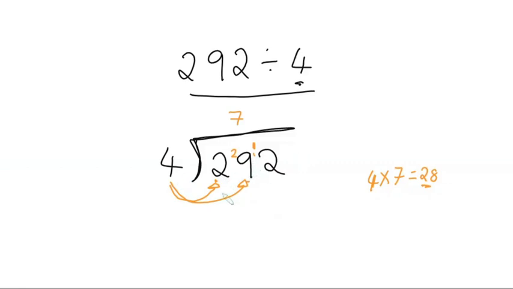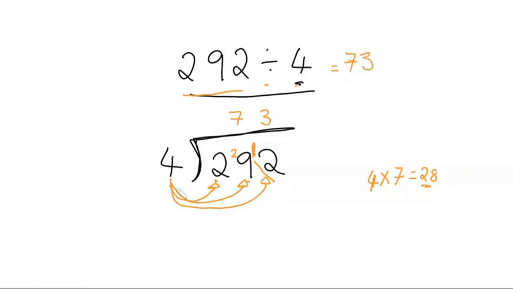So we move on. We've taken our 1 and popped it next to the 2. This number is now 12. How many times does 4 go into 12? 4 goes into 12 3 times, popping our 3 up there like so. So the answer is 292 divided by 4 equals 73.